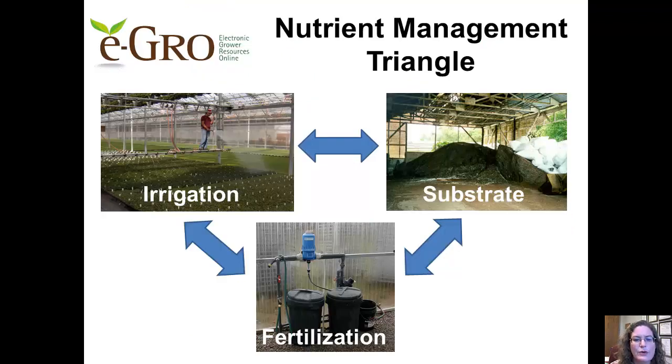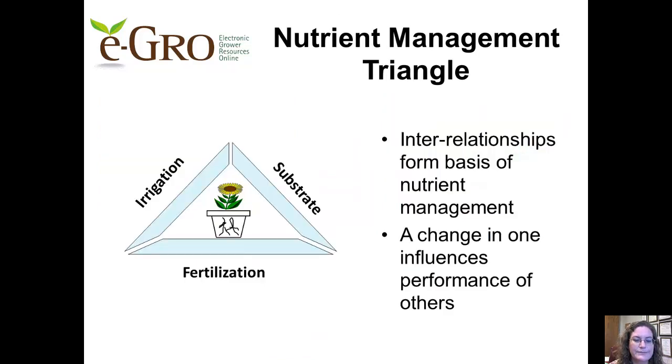Most growers know, as a matter of intuition and experience, that their irrigation practices, fertilization program, and substrate characteristics are all interrelated, and successful nutrient management requires an understanding of these interrelationships. These three aspects of nutrient management form the nutrient management triangle. The nutrient management requirements of a particular crop can be visualized in the center of the triangle.